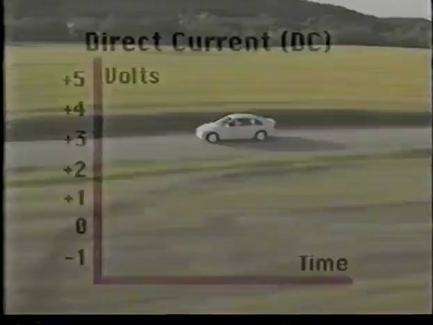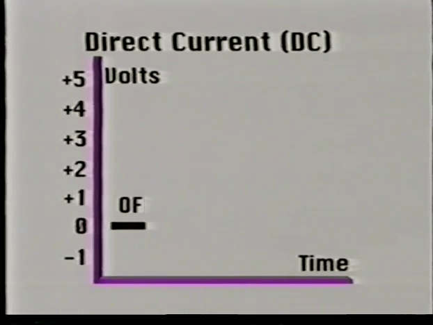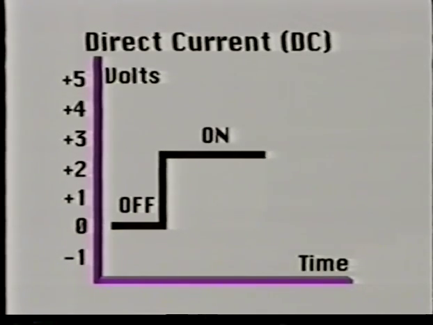A graph can be used to demonstrate the action of DC. Here the direct current is off and the line on our graph is at 0. If we turn the switch on, direct current is applied, and the graph line would move up to show voltage. When we turn the power off, the line or trace drops back down to 0.